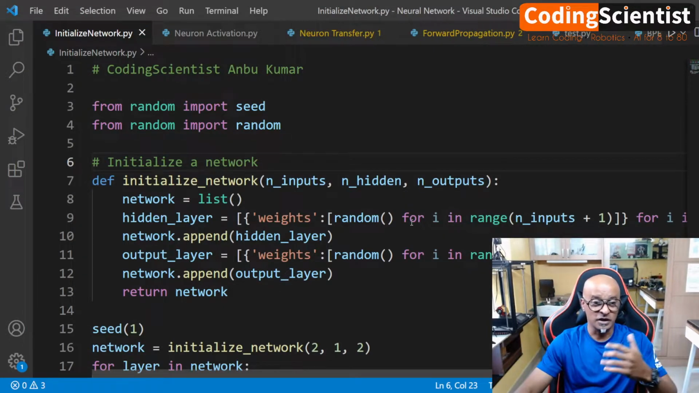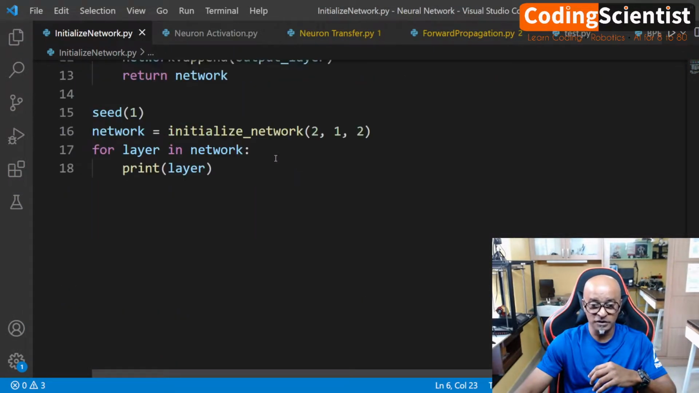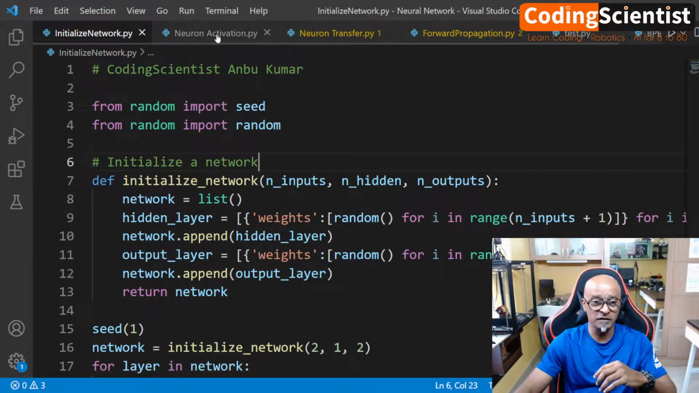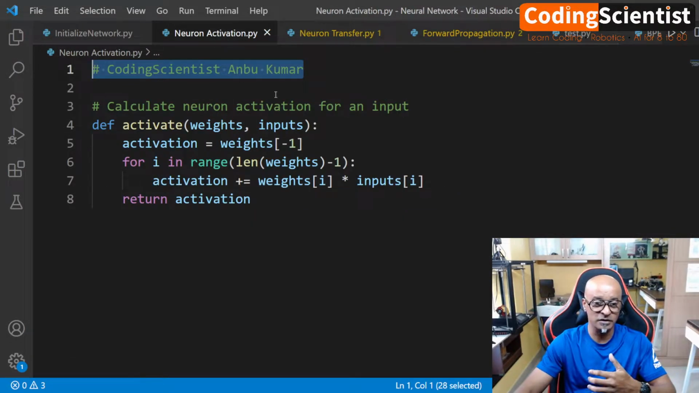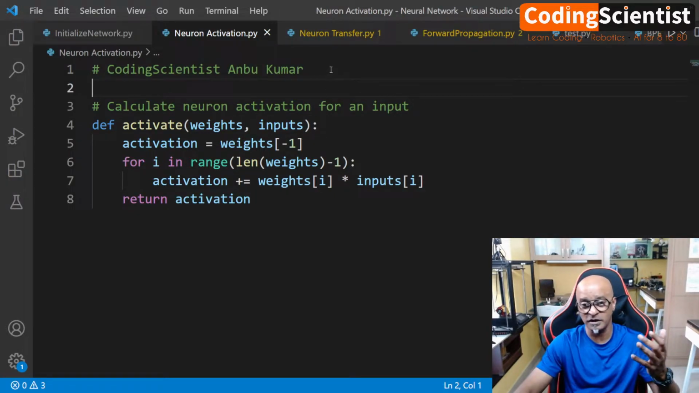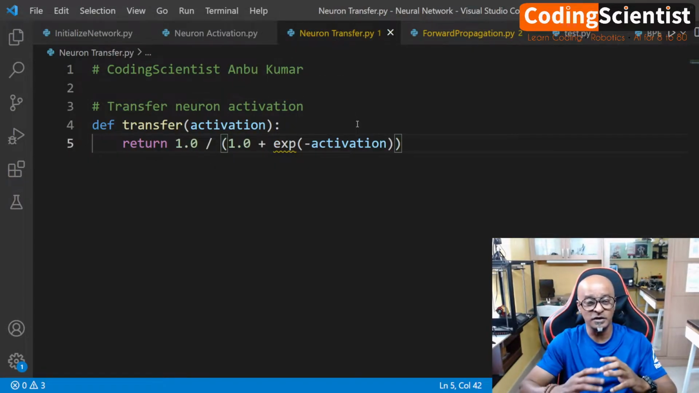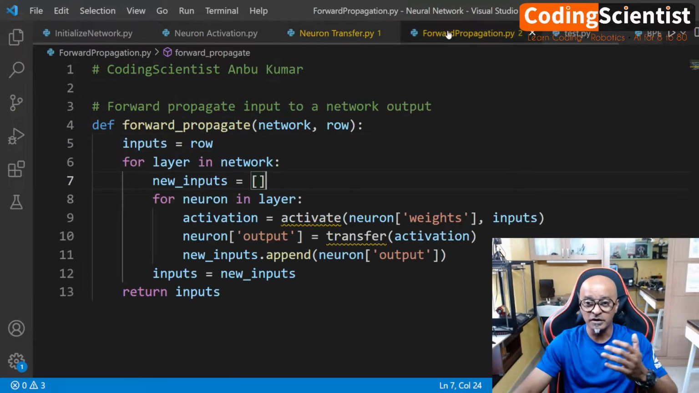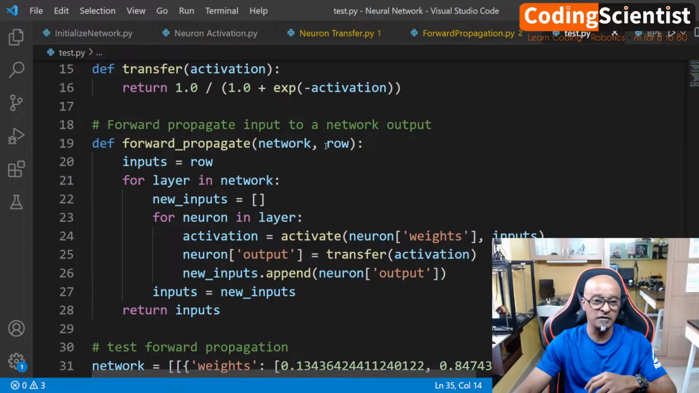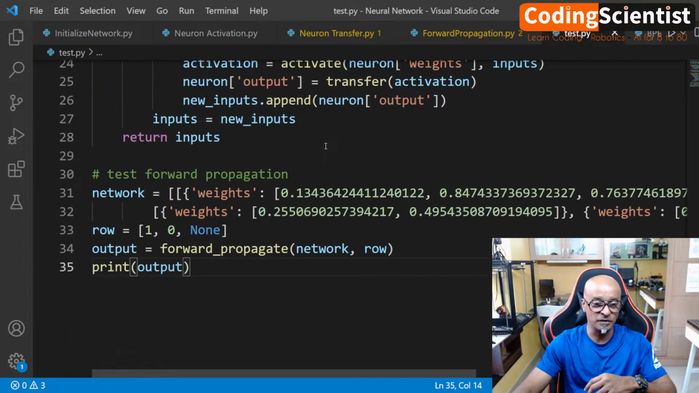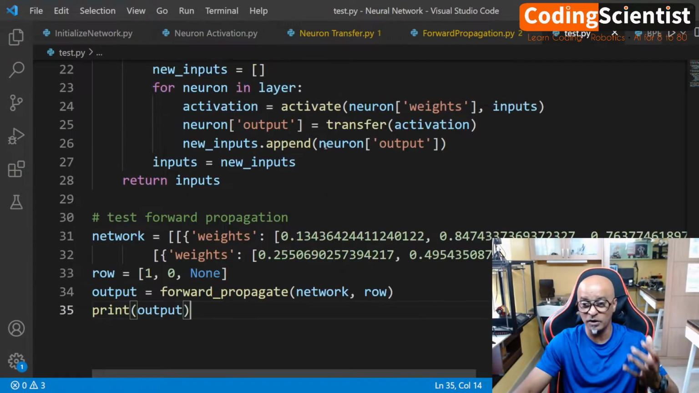We started with initializing the neural network. This is the code which you understand very clearly. Then we moved on to activating the neurons. You understand this pretty well. And then we did the neuron transfer, which is this code. And we tried the forward propagation between the input and output layers. Then we tested our entire bunch of different pieces of code together. We got a pretty good output. The neural network, the partial weights, started working.